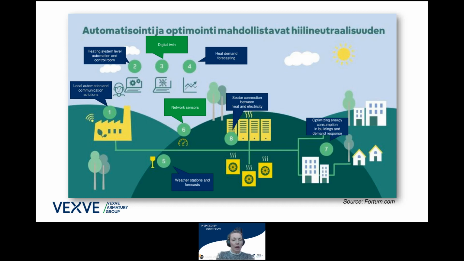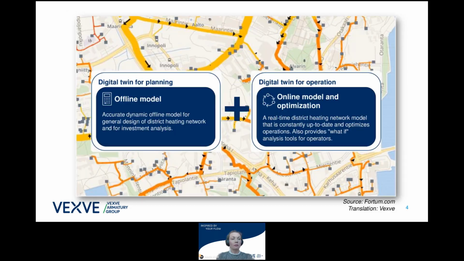environment. Where we as Växjö are part of is the parts which I have marked here in green. So we are delivering the network sensors, we are providing the data to a digital twin. And looking a little bit more detailed at the digital twin and how that is being used for optimization. So firstly, this digital twin, it's an accurate dynamic offline model for general design of the heating network and for future investment analysis. So this part of the model, it's an offline model and it's used for planning.